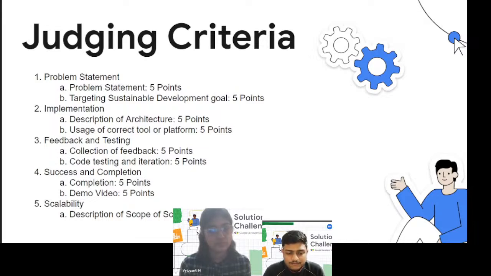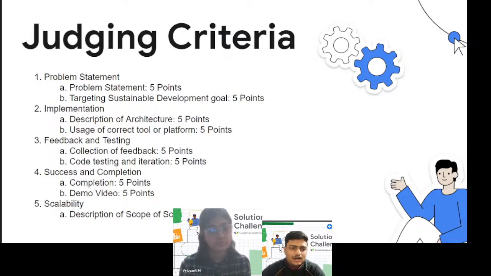Okay, so imagine running a race without knowing where the finish line is, or playing a game without understanding the rules. Sounds chaotic, right? Similarly, to ace a challenge or a competition, we should be knowing the judging criteria of that competition. In Solution Challenge, we have a total of 5 parameters on which our solution is judged, right?